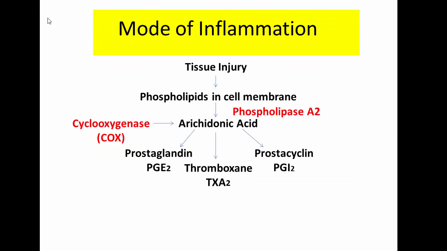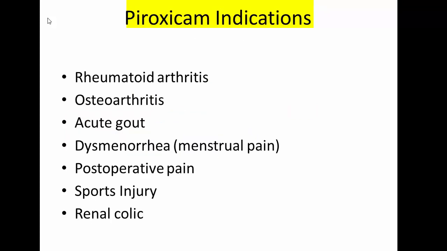Mode of inflammation. Tissue injury. Phospholipids in cell membrane. Cyclooxygenase, COX. Arachidonic acid. Piroxicam indications. Rheumatoid arthritis. Osteoarthritis. Acute gout. Dysmenorrhea, menstrual pain. Postoperative pain. Sports injury. Renal colic.